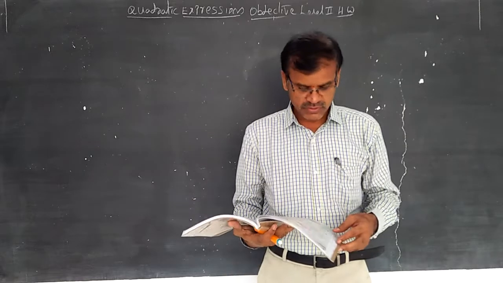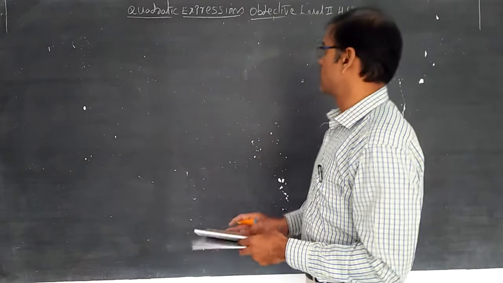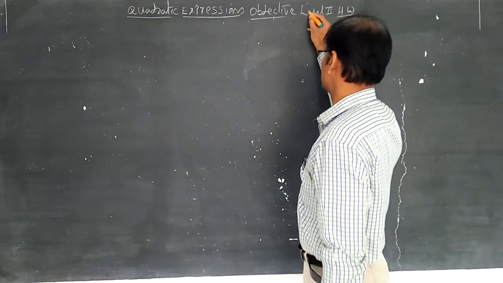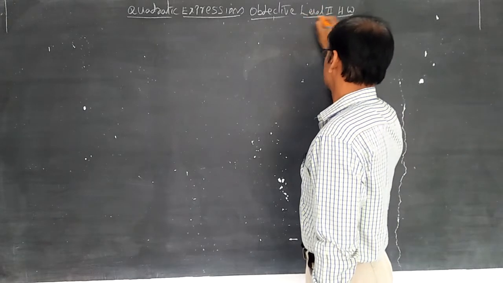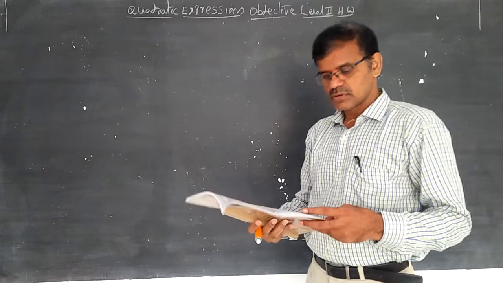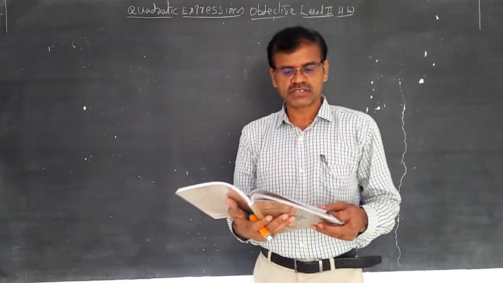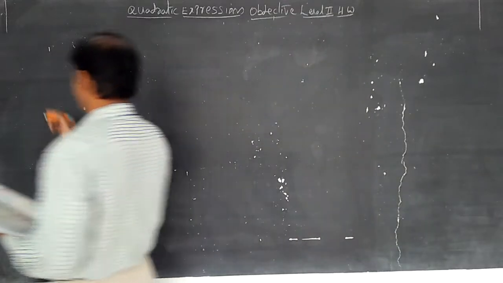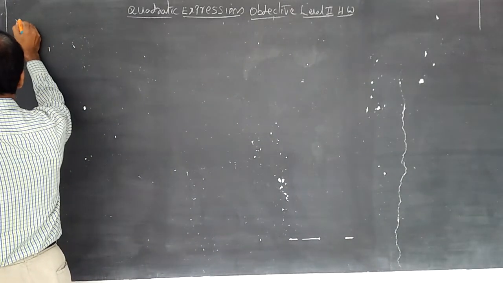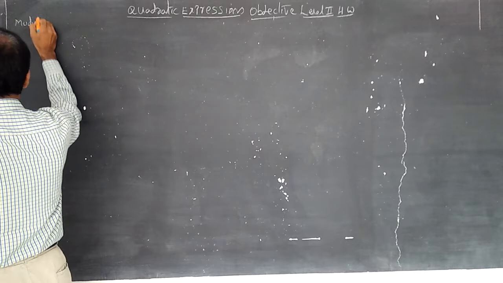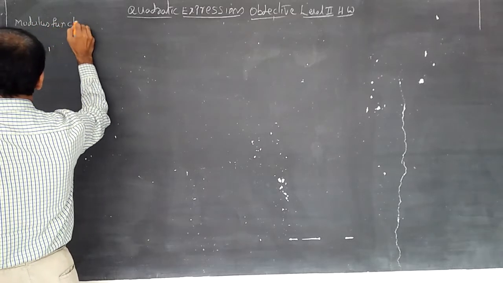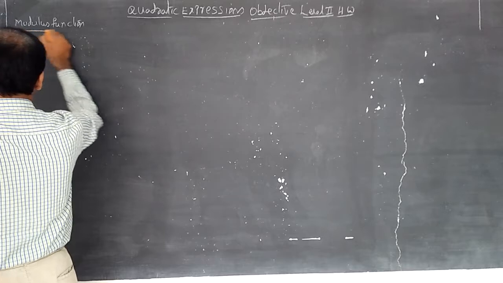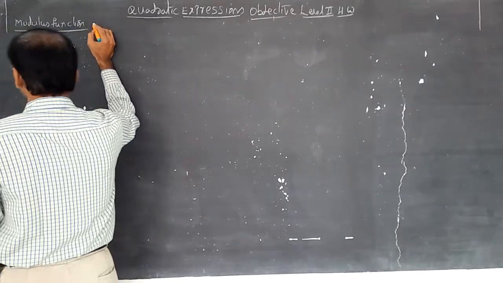Dear students, we are on the topic of quadratic equations, objective level 2. In the previous class, we discussed the level 2 class homework sums up to 36. Now, the questions depend upon the modulus function. This is important for mains, only for objective. This is completely apart from IB.